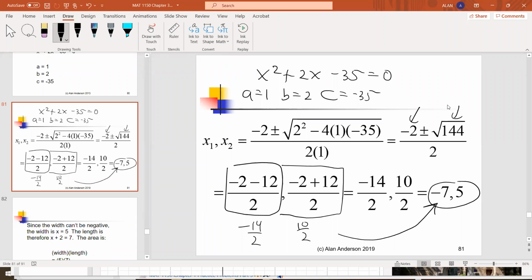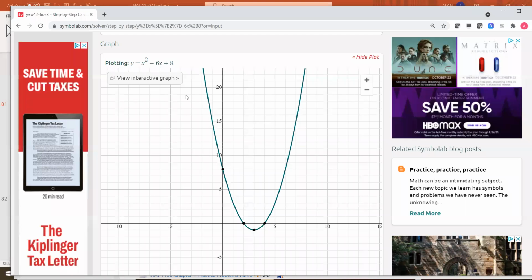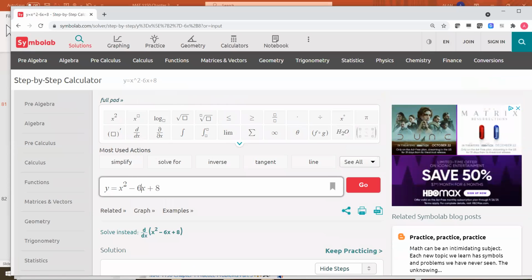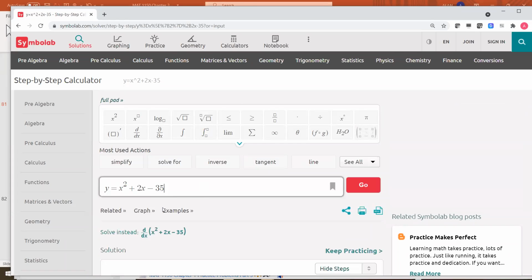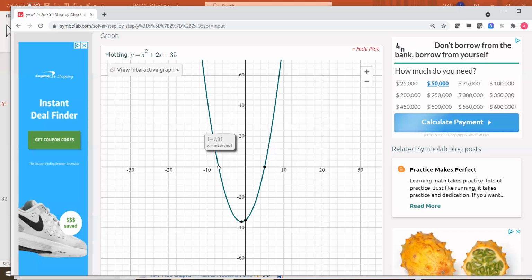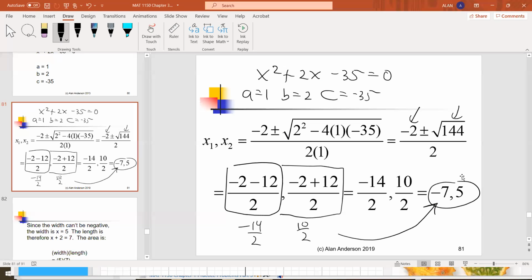All right, so let's quickly look at this in Symbolab. X squared plus 2x minus 35 equals 0. There we go. -7, +5. That's what we found.